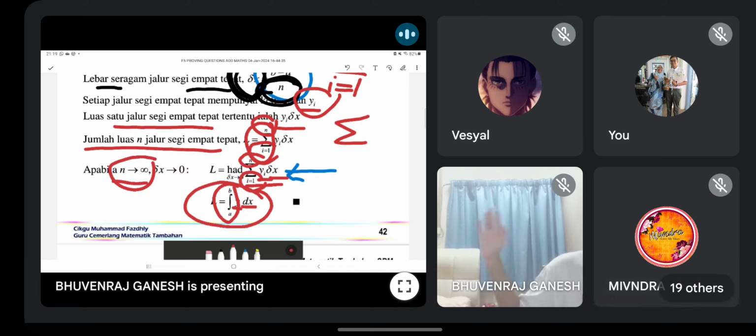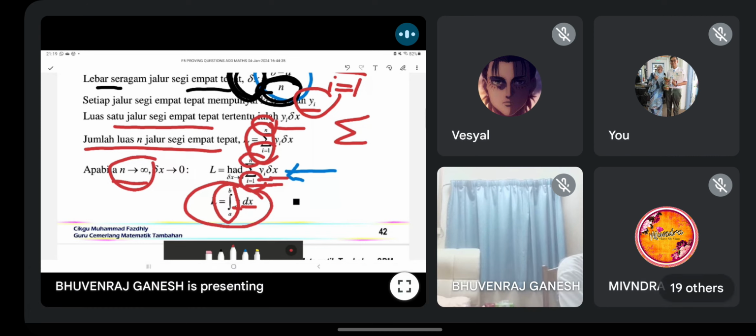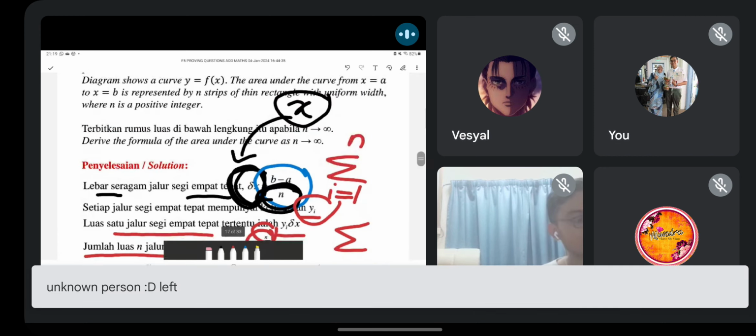jalur we are going to place. We don't know how many rectangles we are going to place. That's why n is infinity. And then delta x go to 0 means the change is very small. It approaches 0, but it's not 0. Okay, so Mirinda, your turn.